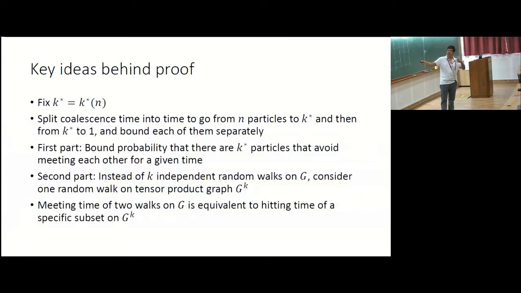And they bound each of these terms separately. And for the first part, they look at how long these k star particles can avoid each other, and they can't avoid each other for too long, so you'll get below k star by some time. And then in the second phase, you look at how long it takes to decrease the number of particles by 1. So for each k particles, how long does it take until any two of them meet? And to look at the meeting time of two independent random walks on a graph, out of k of them moving separately, you look at tensor products of graphs.